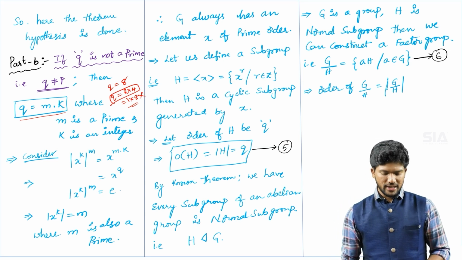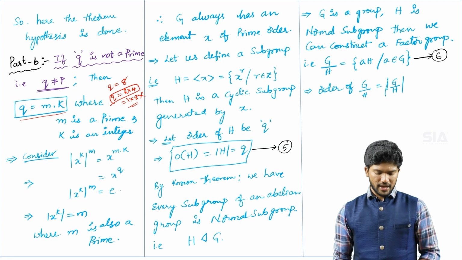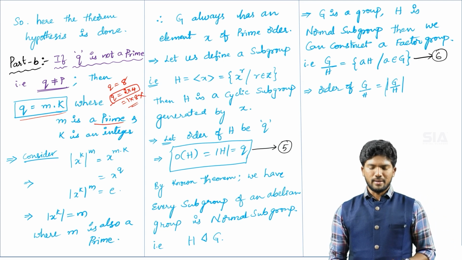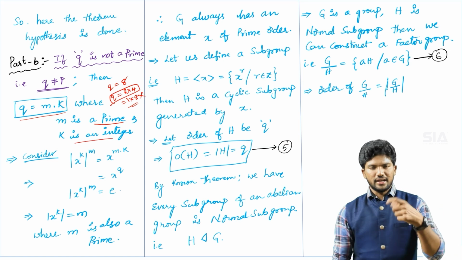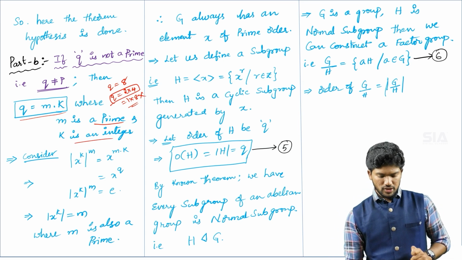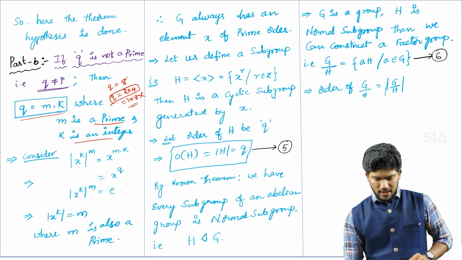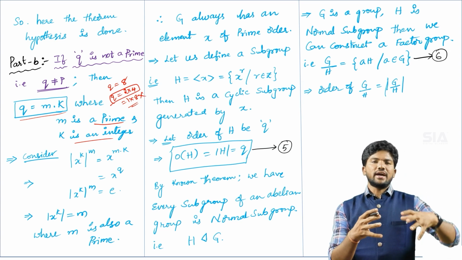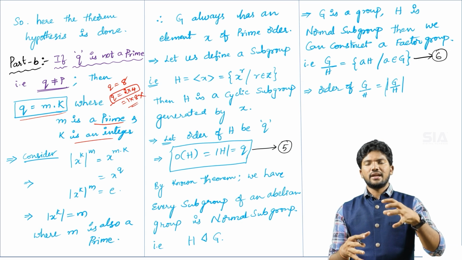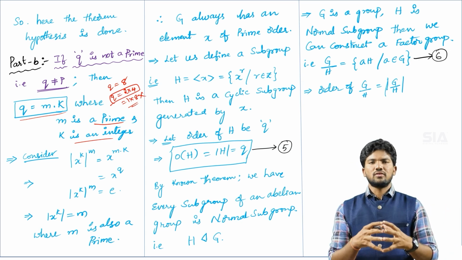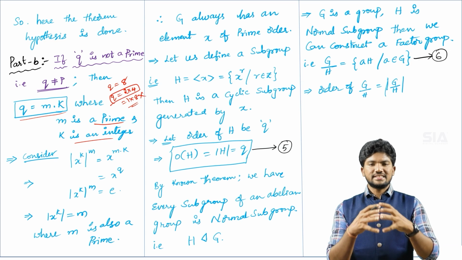So I am taking here q is equal to m into k, where m is a prime number, definitely m will be a prime number, then the remaining number k is an integer or composite number. So now consider we have taken an element x, and that x is in a finite abelian group. That finite abelian group is a cyclic group. Okay, so when x is in a cyclic group, compulsorily it will be generated by x.